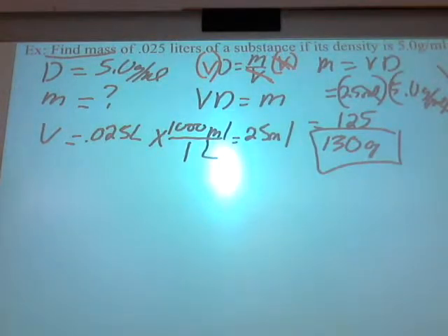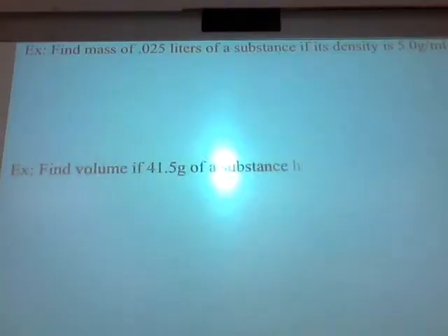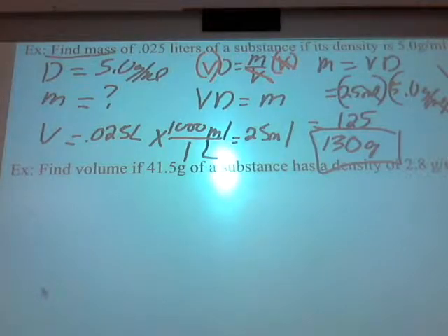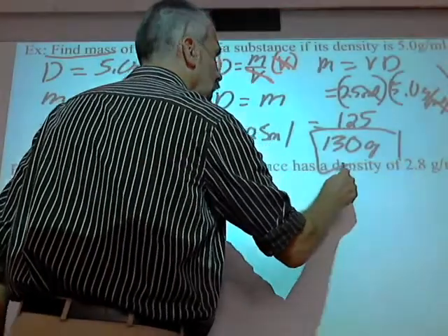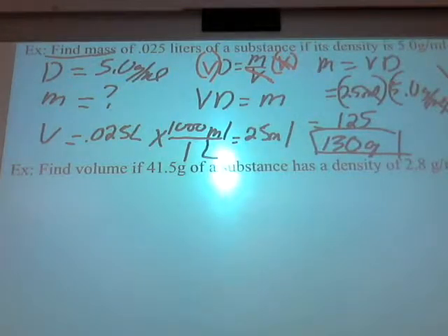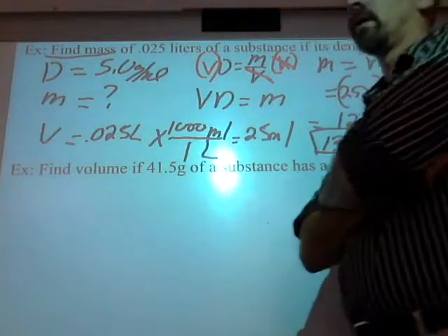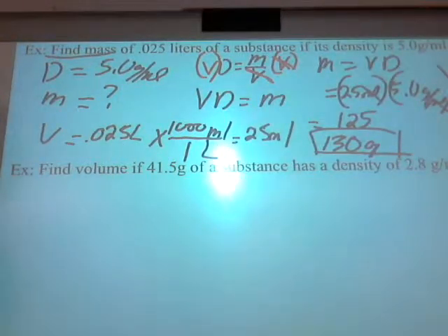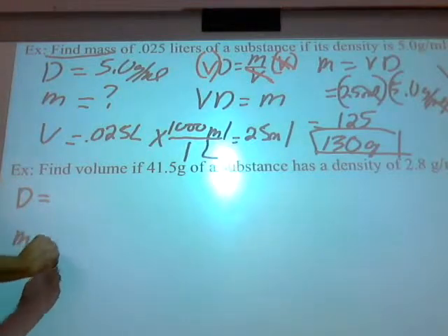All right. Time for the last example. There you go. Copy that guy there. It says find the volume if 41.5 grams of the substance has a density of 2.8 grams per milliliter. Now this one should be very easy. Yet there's one thing that you will make a mistake on, that you're not realizing until you do it. So I don't want you to work ahead on this one. I want you to do it with me here. We'll start off the same way we have been. We'll write down the given information. D, M, V.